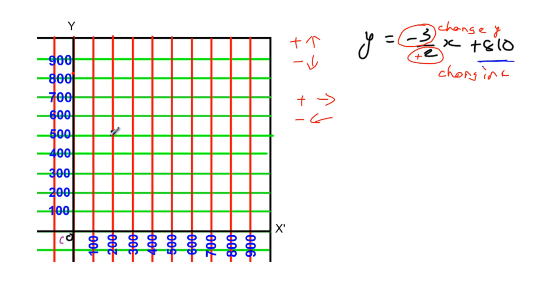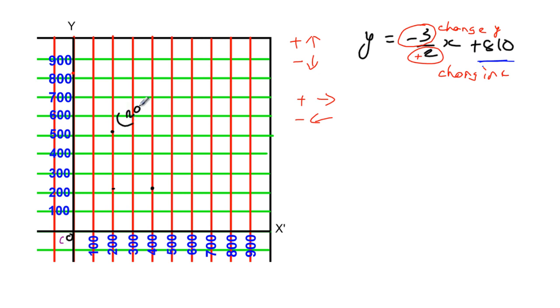So I will go 3 steps down, 510 to 410, 410 to 310, 310 to 210. And from here 2 steps to the right. So 200 to 300, 300 to 400. I got another point. And let me note down the coordinates. So what are the coordinates here?